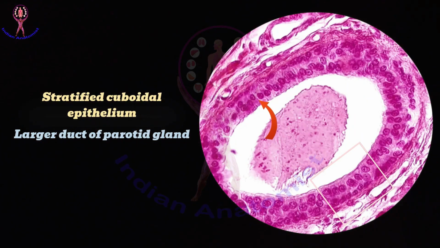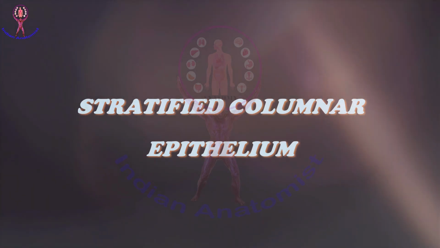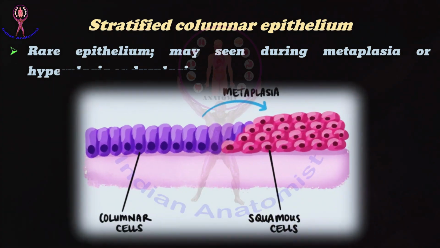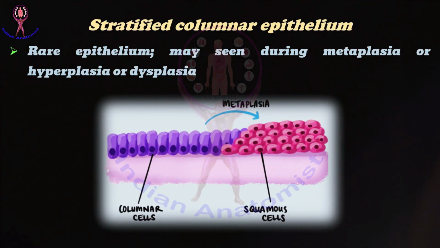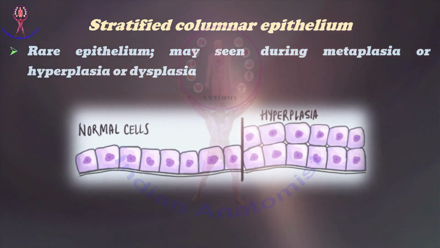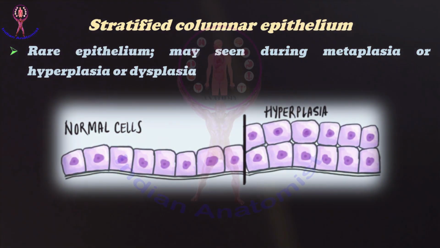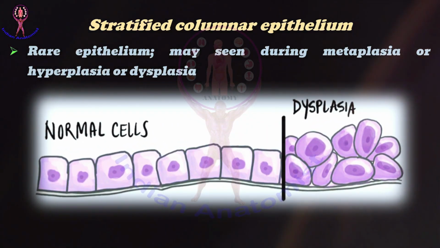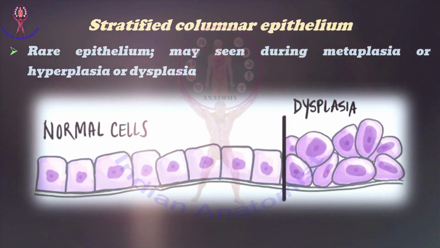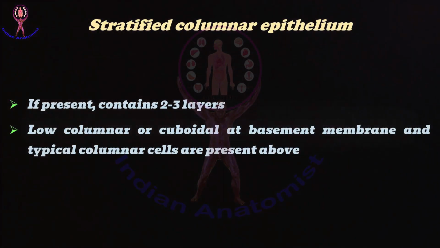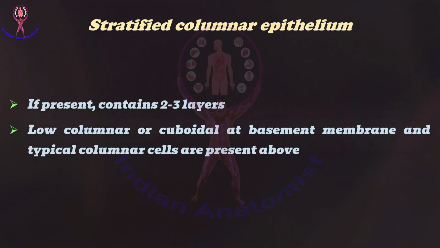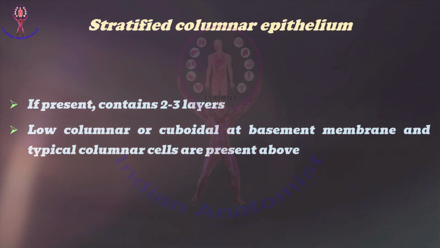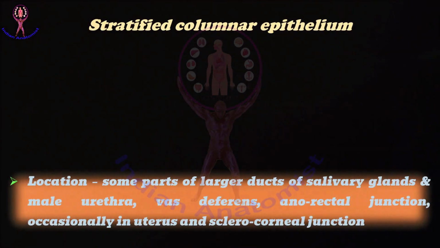On the other hand, the stratified columnar epithelium is rare in human beings, but can be seen during metaplasia, hyperplasia, or dysplasia. Metaplasia means the replacement of a mature cell type by another mature cell type. Hyperplasia means increased cell production in a normal tissue or organ, and dysplasia is the presence of cells of an abnormal type within a tissue, which may signify a stage preceding the development of cancer. If stratified columnar epithelium is present, made of 2 to 3 layers, low columnar or cuboidal cells are present at the basement membrane, and columnar cells are present above.